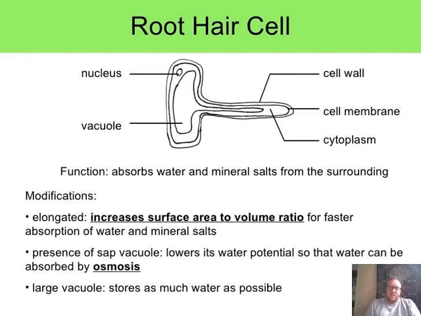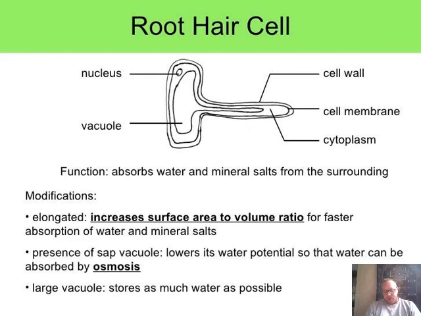Okay, you can see from the diagram over there, you have a small nucleus, then you have an extremely large vacuole. And remember, vacuoles are for holding onto a lot of liquids, which means that it can store a lot of their water, and then it can be transported into the root where it can move up the xylem a little bit later. They are elongated to increase the surface area to volume ratio. If you just answer increase surface area, I'm happy with that. Presence of sap vacuole lowers its water potential, so that water can be absorbed by osmosis.